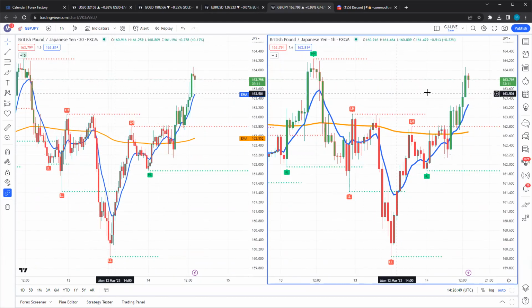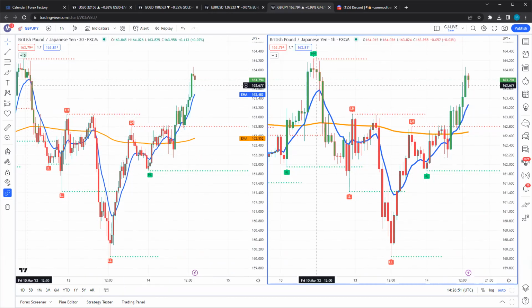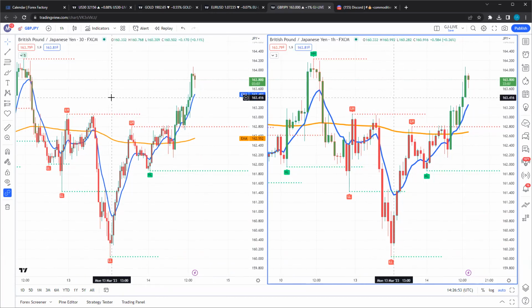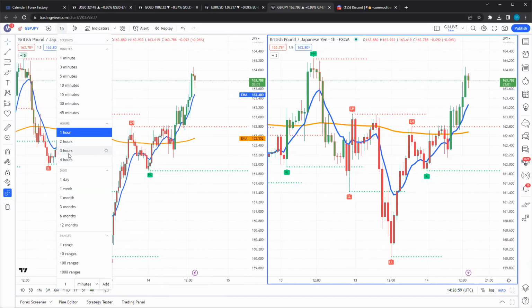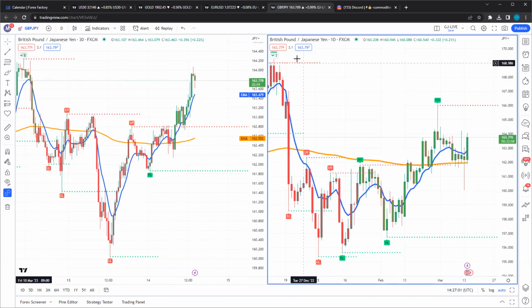To the right is my higher time frame. I always have two charts: the lower time frame chart, 5-minute on my left, which is what I use to trade, and the higher time frame, 1-hour, on my right. Okay, let me start with the daily. The indicators we have, again, are the 9 EMA, the 200 EMA, and the higher high, lower low strategy.